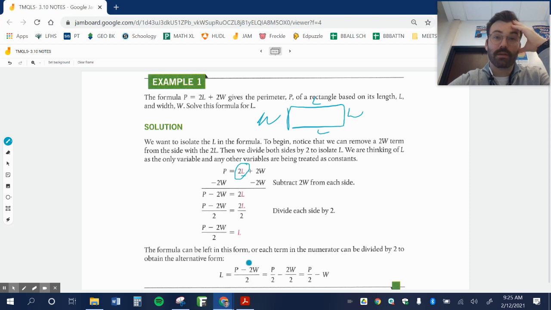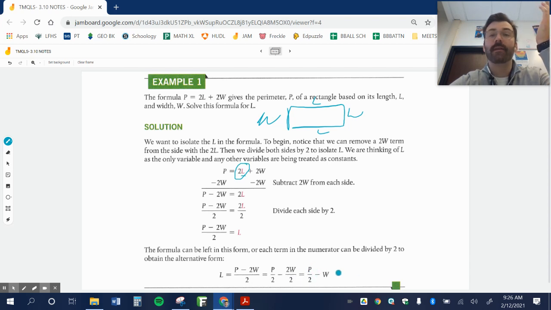Now, they're showing this other process down here. The formula can be written in a new form. We can also split it. What does that mean, split it? Because I have a single term, just 2, in my denominator, it's called a monomial. I have a binomial divided by a monomial, which is 2 terms divided by 1 term. Since I have that, I can split it and say P over 2 minus 2W over 2, which would simplify to P over 2 minus W.